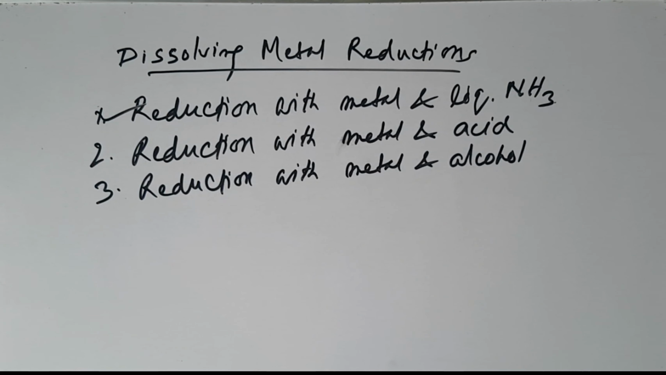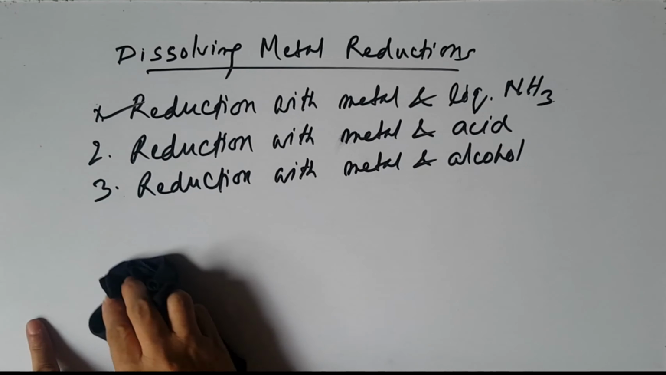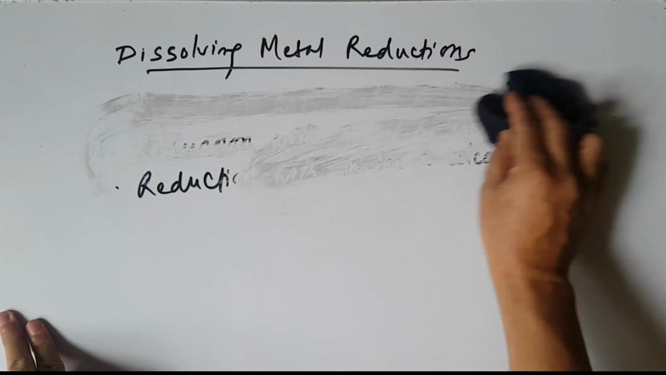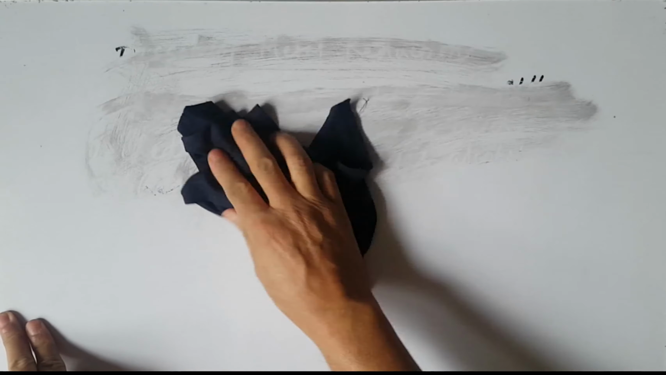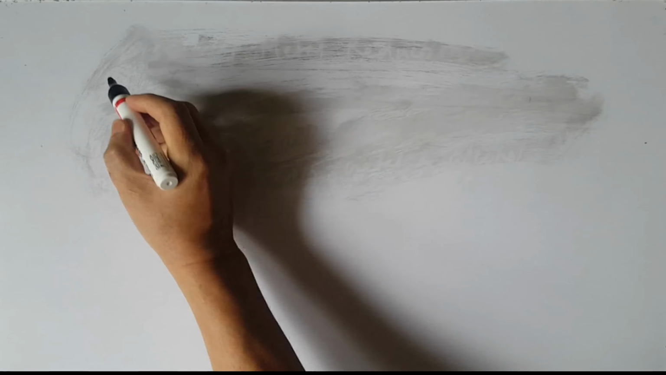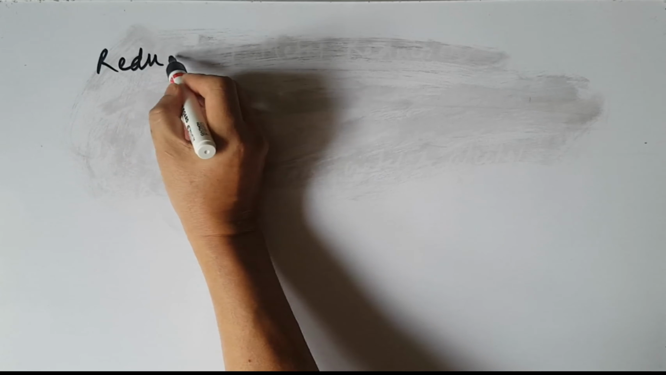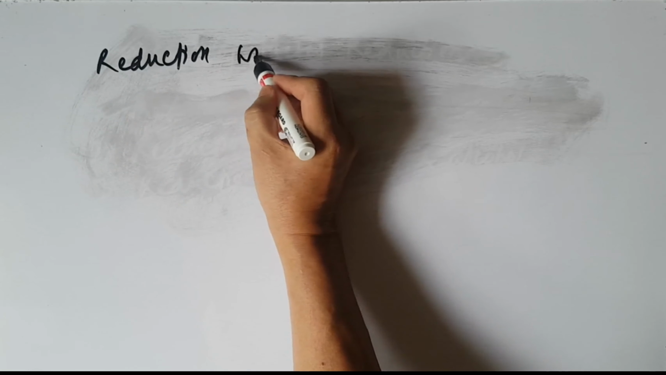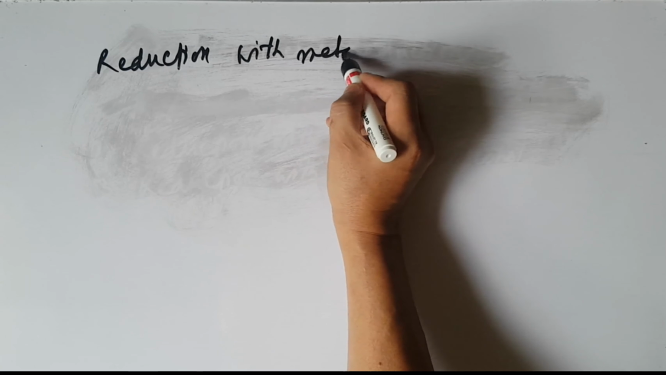So dissolving metal reductions can be broadly classified into three types. One is reduction with metal and liquid ammonia, another is reduction with metal and acid, and the third is reduction with metal and alcohol. The first one we discussed in the last class. Today I will give a lecture on reduction with metal and acid.